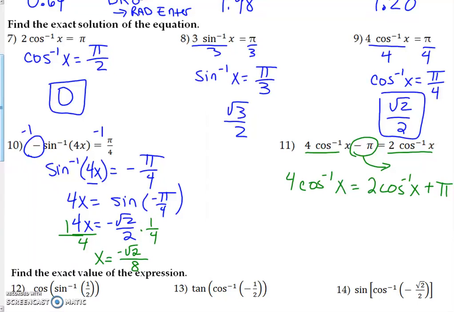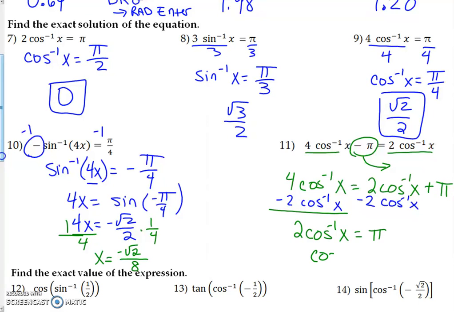Then I can get rid of my 2 cosine, so I'm going to subtract that from both sides. On the left-hand side, I now have 4 minus 2, which is 2 inverse cosine of x. And on the right-hand side, I simply have pi. Dividing by 2, I have inverse cosine of x equals pi over 2. That gets looked up on the chart, and our answer is 0.